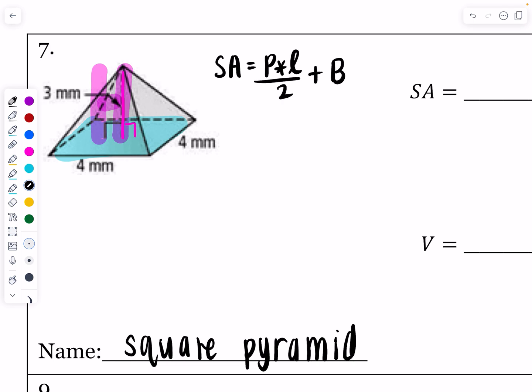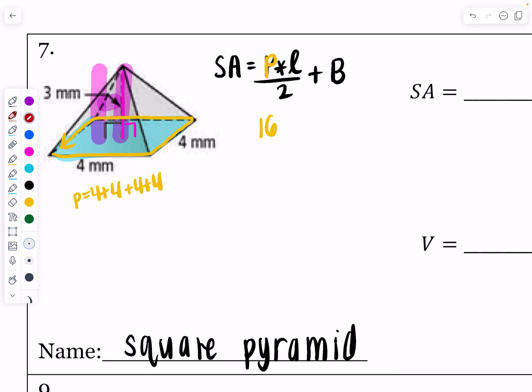So what does P stand for? Well, it's all about the base. So P stands for perimeter of the base. So that's going to be 4 plus 4 plus 4 plus 4. I'm going to write that over here just for the purposes of the key. That perimeter is going to give me 16.